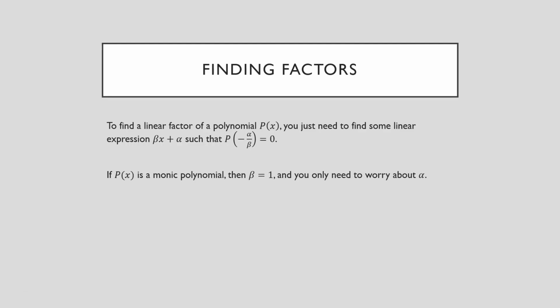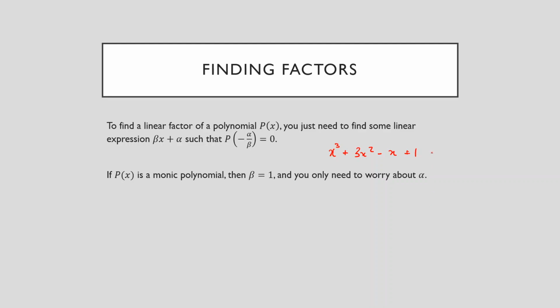If p of x is a monic polynomial, and remember monic just means it's got a leading term coefficient of 1, so it could be x cubed plus 3x squared minus x plus 1. That's monic because this coefficient of x cubed is just 1. So whenever you have a monic polynomial that you wish to find a factor for, then beta is always going to be equal to 1.